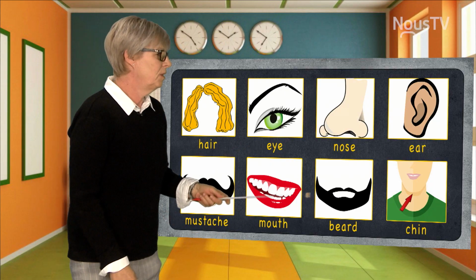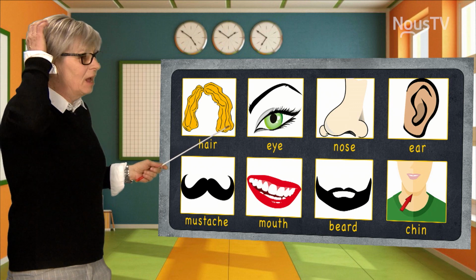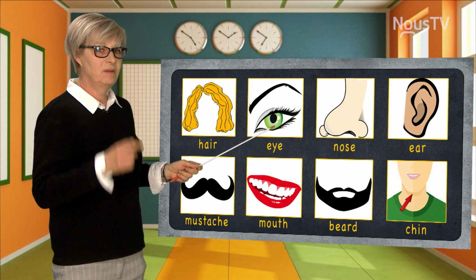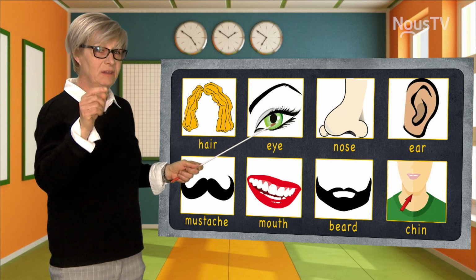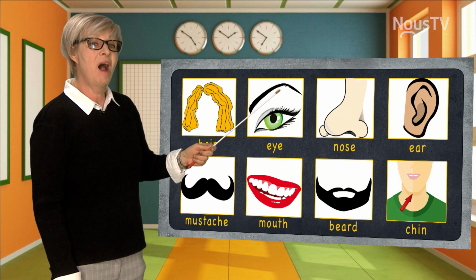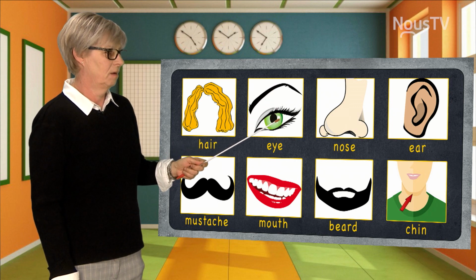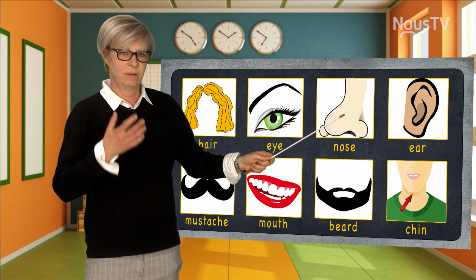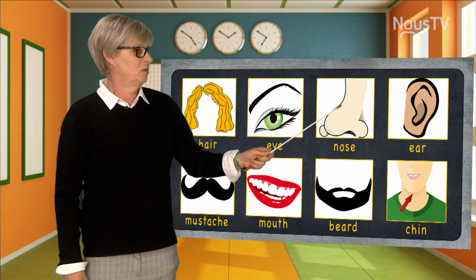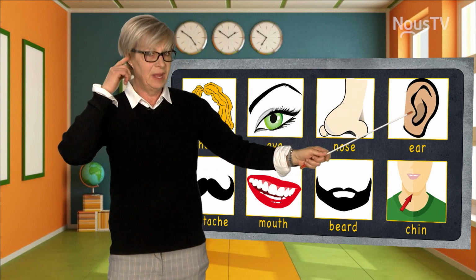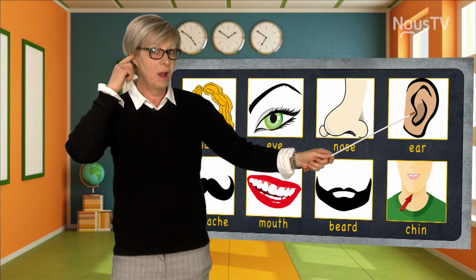Okay, let's look at the face. What do you have on your head? You have hair. You have eyes, so you can see. You can see with your eyes. This is an eyebrow. Over your eye, you have an eyebrow. What you use to smell, you smell with your nose. You hear, when I speak, you hear with your ear.